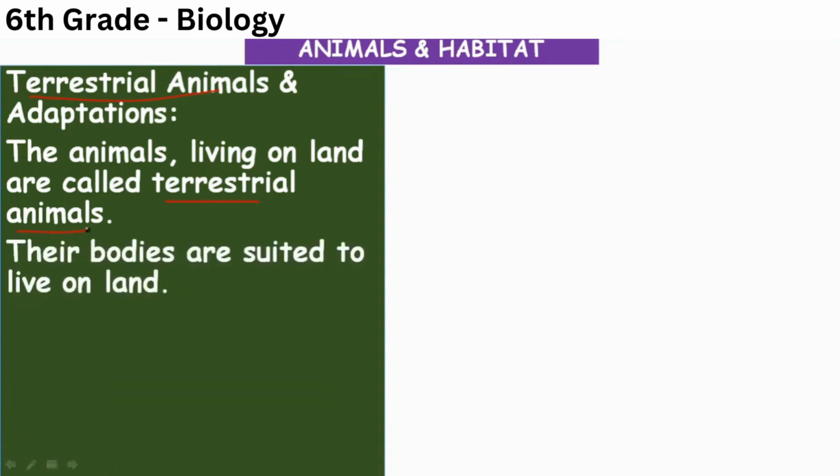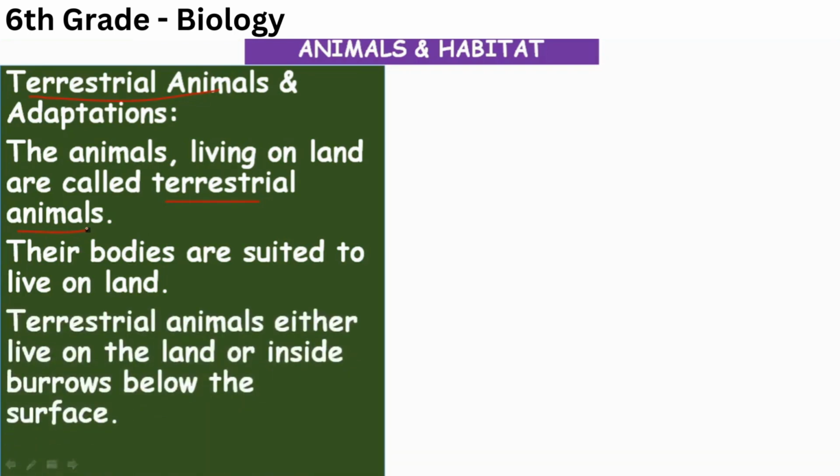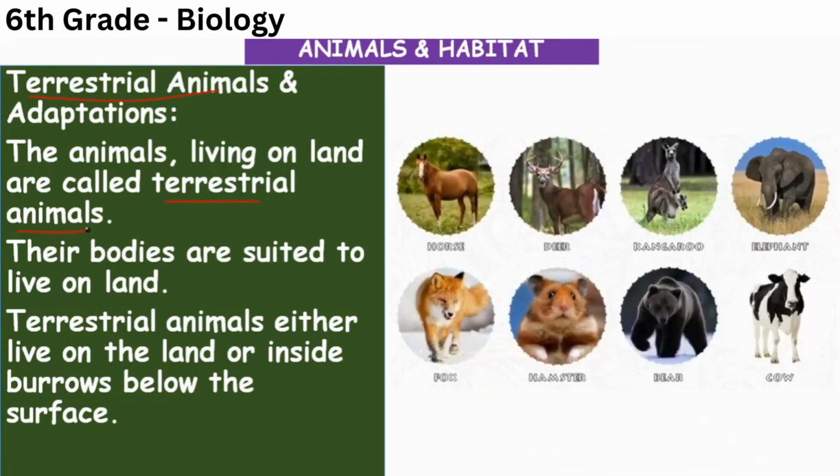Their bodies are suited to live on land. The terrestrial animals either live on the land or inside the burrow below the surface. Terrestrial means they may live on land or inside the burrows below the surface of the soil. You will find some of the animals listed here.